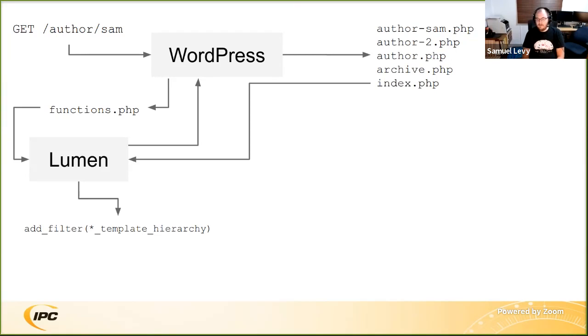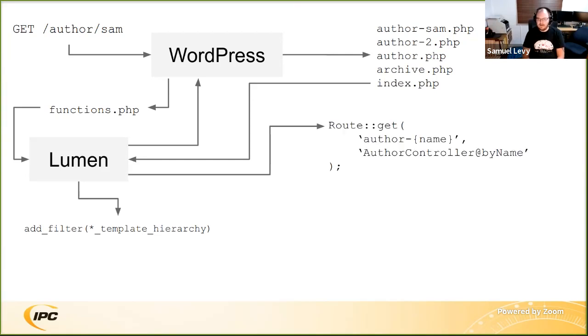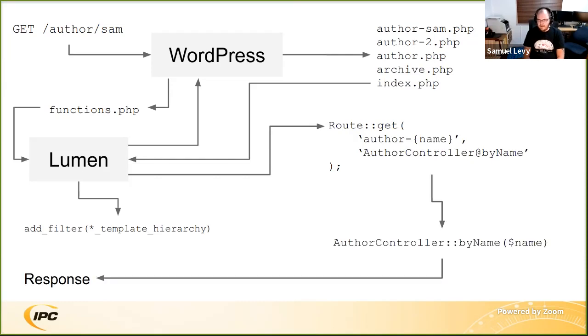That file runs Lumen. And what we do from Lumen is we've used the filters to capture all of the files WordPress was trying to find, and we can throw them at our routes. So now we have a route here, which is author-name, and name is, in Laravel routing, a variable that gets passed along to the actual controller. So we can have the author controller get called with the by name method. It calls author controller by name, it passes the name and sends the response back to the user.